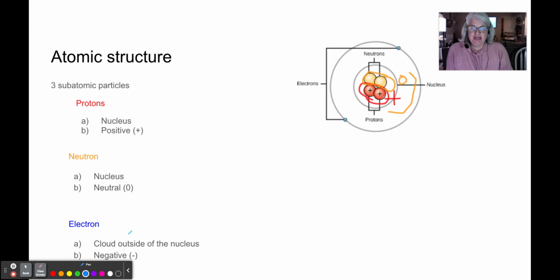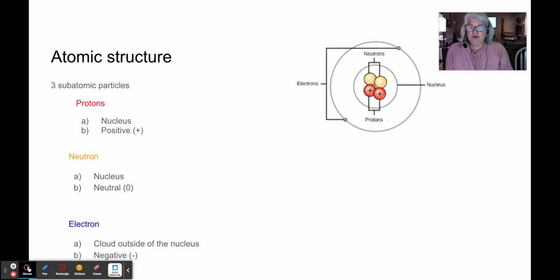And then finally, we have the electron in a cloud outside of the nucleus of the atom. Those are relatively massless, meaning they don't really account for much of the mass. So all of the mass of an atom is really concentrated in the nucleus, and the rest of it is mostly empty space. So that was just a quick review of what we went over in the last video.